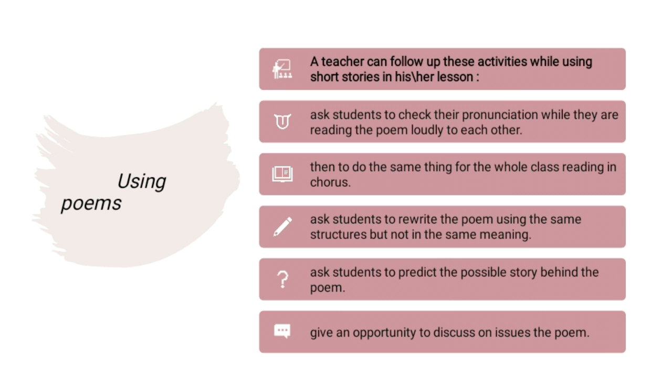And the next, using poems. A teacher can follow up these activities while using poems in his or her lesson. There are 5 activities using poems. First, ask students to check their pronunciation while they are reading the poem aloud to each other. And the second, then to do the same thing for the whole class, reading in chorus. And the third, ask students to rewrite the poem using the same structures but not the same meaning. And the fourth, ask students to predict the possible story behind the poem. And the last, give an opportunity to discuss issues in the poem.